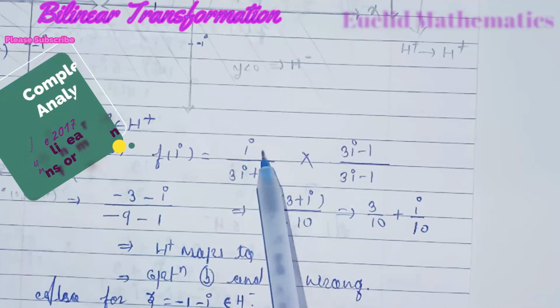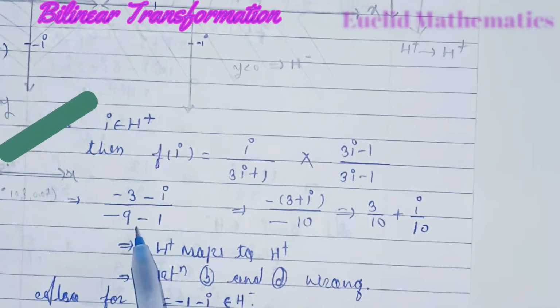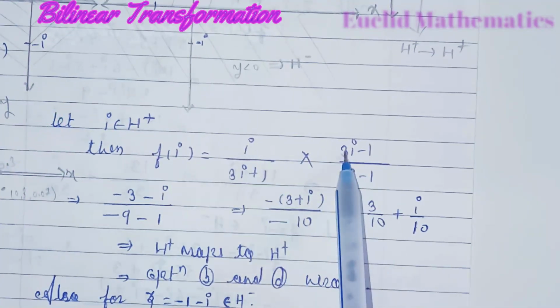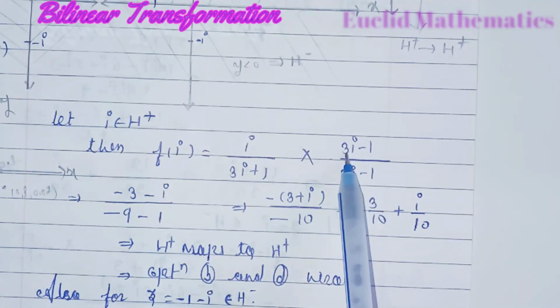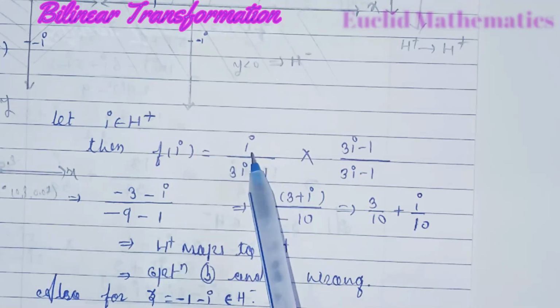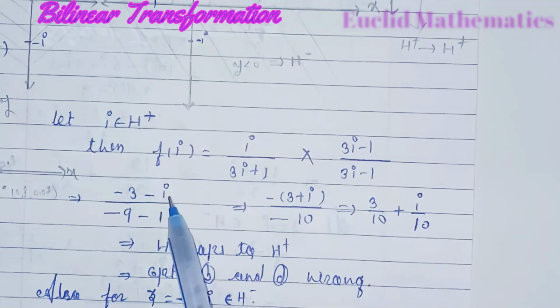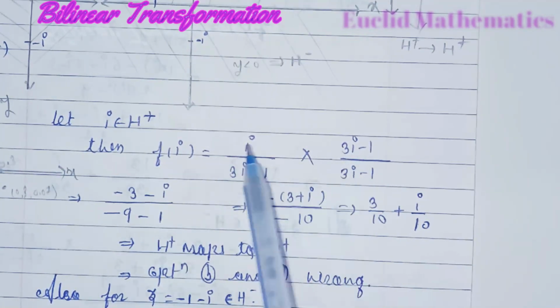So go for the multiplication of the numerator and the denominator. You can see here, i into 3i is 3 into i square, and i square has the value minus 1, so it is minus 3. And i multiplied by minus 1 is minus i. So this is the multiplication for the numerator.